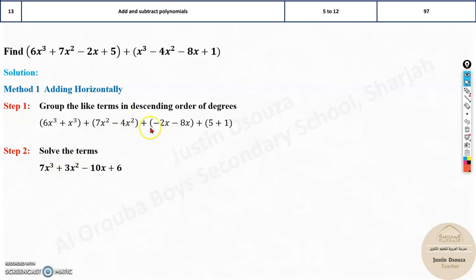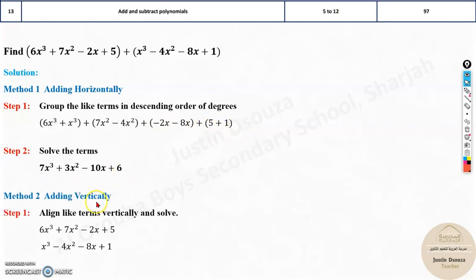7 minus 4 is 3, positive 3. Then 2 minus 2 minus 8, it's minus 10x. And lastly, 5 plus 1 is 6. Similarly, you can add them vertically.